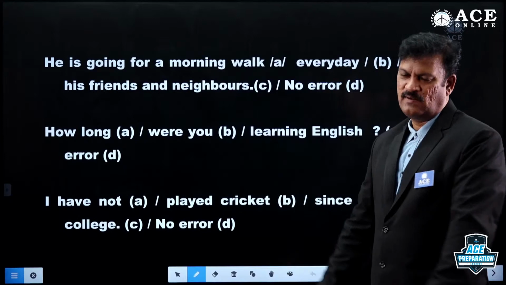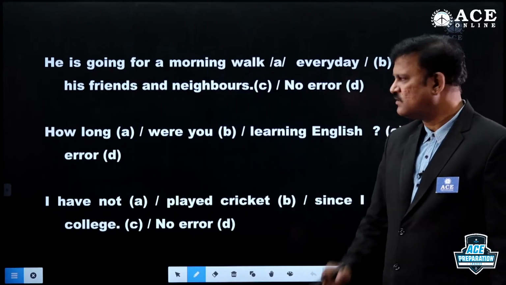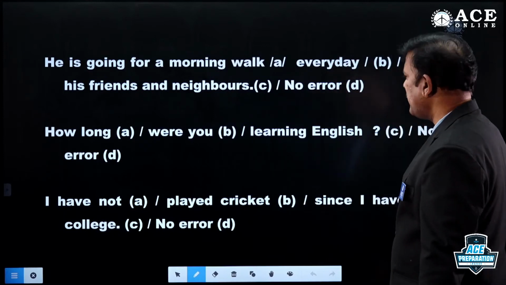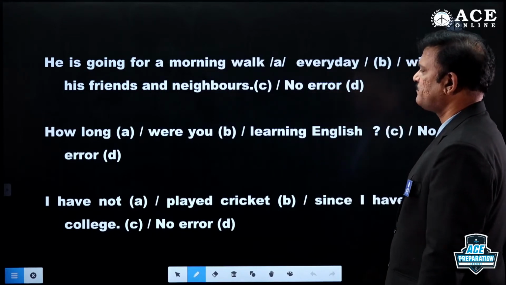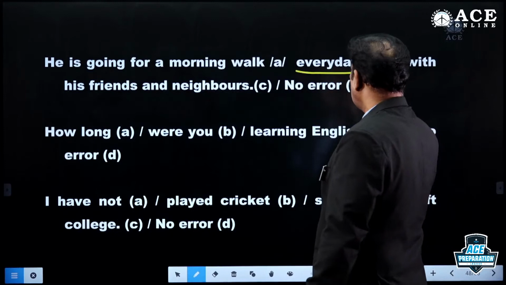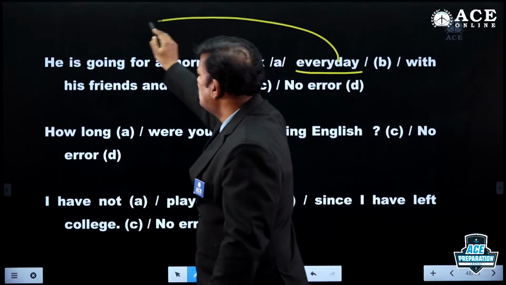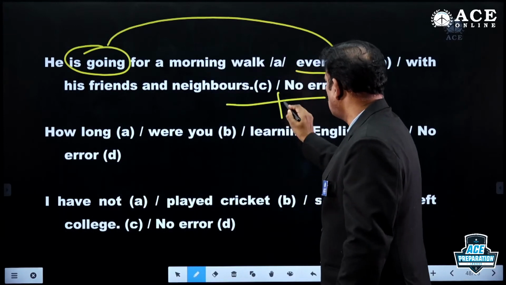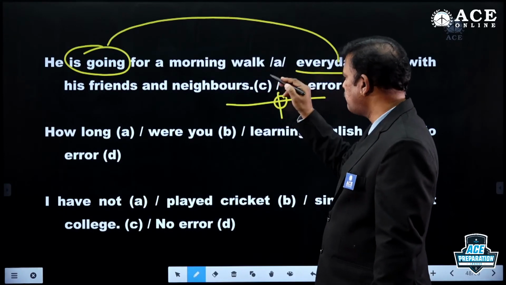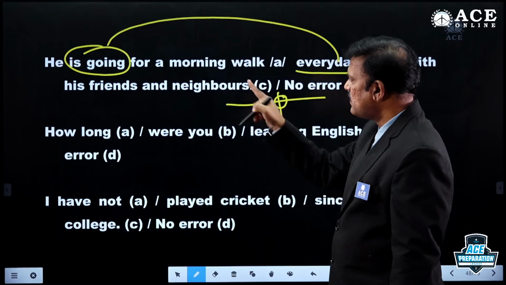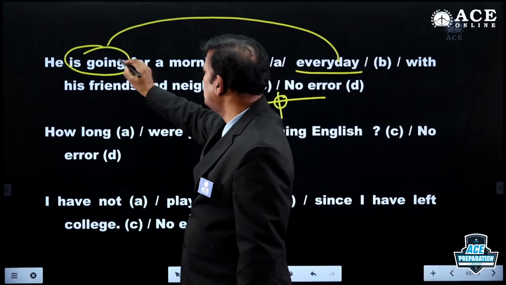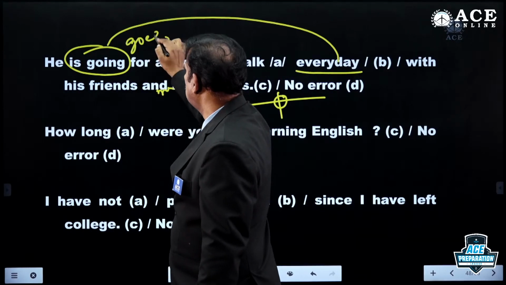Let me complete this SSC questions. He is going for a morning walk every day with his friends and neighbors. Every day is a time indicator. Where is the action? Whenever I have this one, V1 form or V1 plus S form should be there. Every day is going, not matching. He goes. Habitual thing.